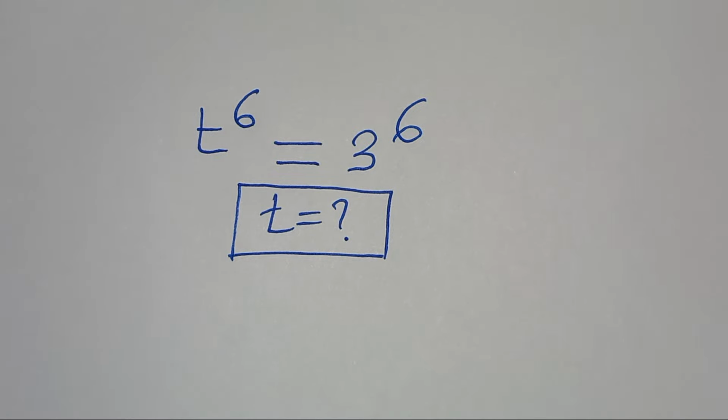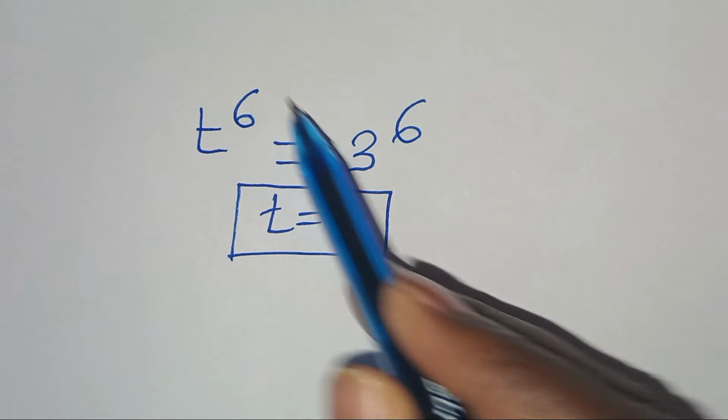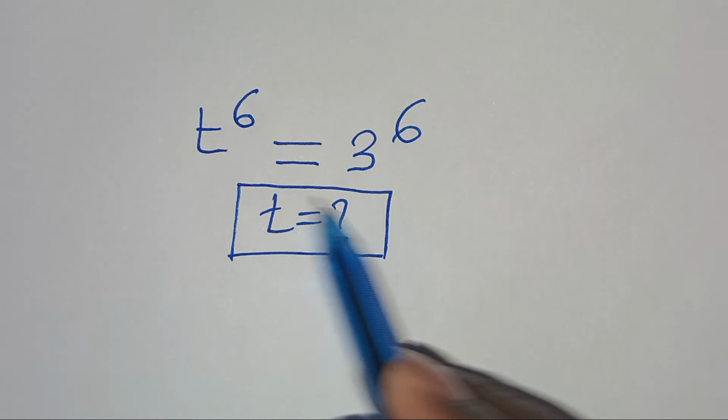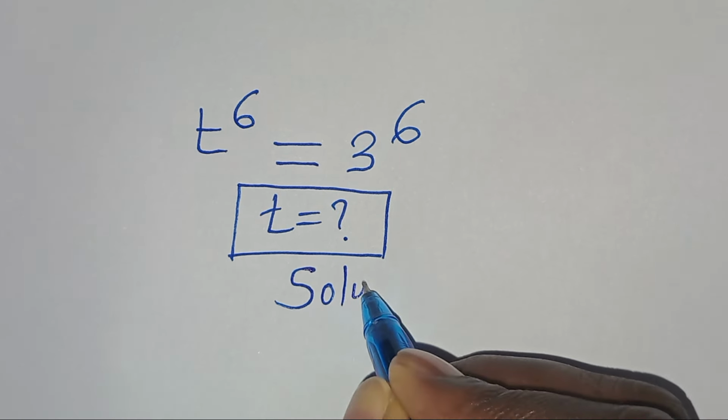Hello everyone, you're welcome to solve this nice exponential equation, which is t to the power of 6 equal to 3 to the power of 6. So what are the values of t? Now let's provide a solution from here.